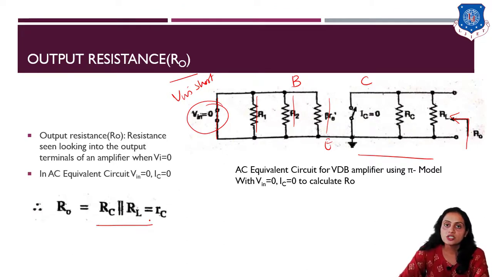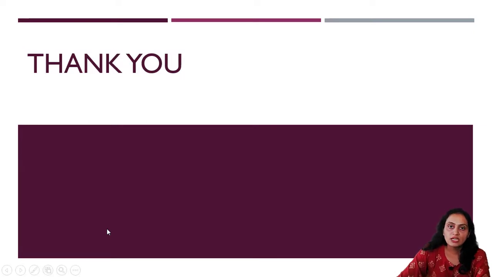And output resistance of any amplifier should be as low as possible, so that you will get the maximum output voltage. With this, I am ending this session over here.